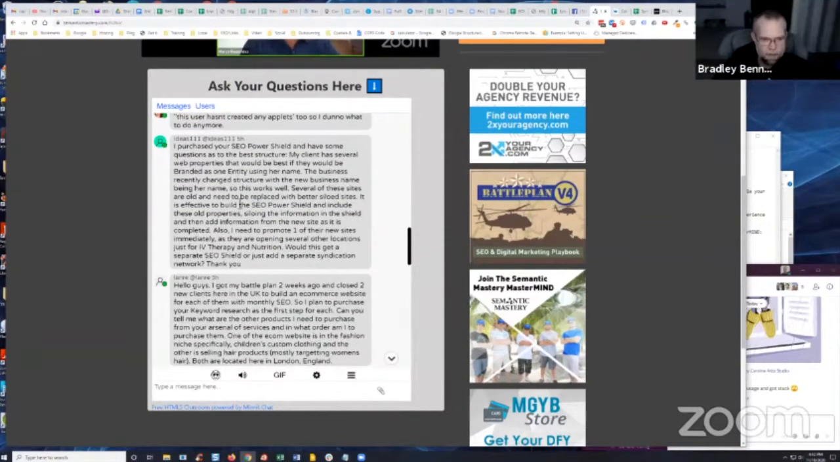Okay, Ideas 111 says, I purchased your SEO Power Shield and have some questions as to the best structure. My client has several web properties that would be best if they would be branded as one entity using her name. The business recently changed structure with the new business name being her name, so this works well. Several of these sites are old and need to be replaced with better siloed sites. Is it effective to build the SEO Power Shield and include these old properties, siloing the information in the shield and then add information from the new site as it is completed?